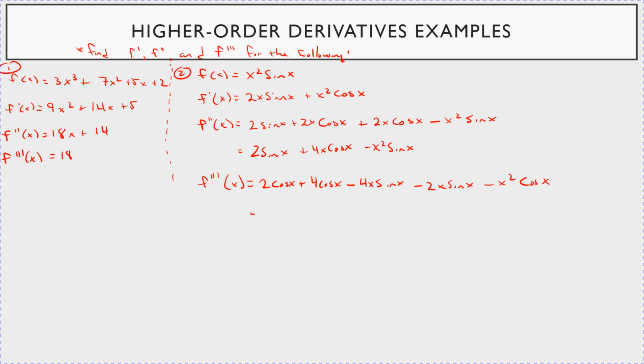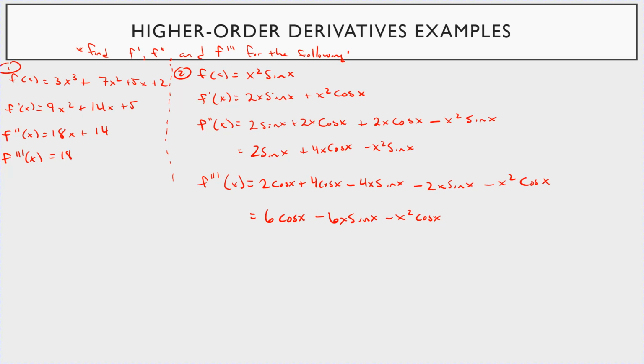So a lot going on here, right? Like terms here, 2 cosine of x, 4 cosine of x gets me 6 cosine of x. Minus 4x minus 2x sine of x gets me minus 6x sine of x. And then minus x squared cosine of x. All right, so we've got it.